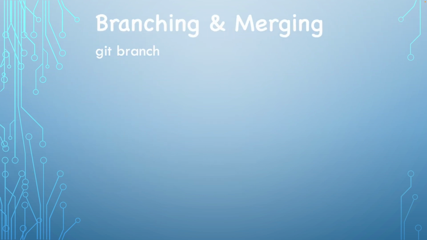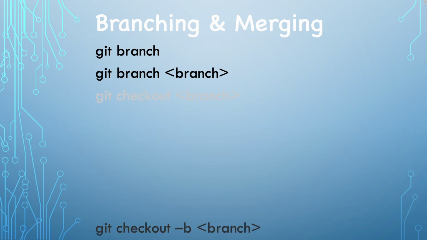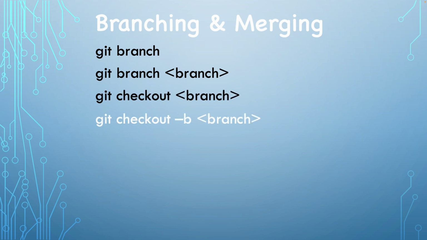To list all branches, git branch. To create a new branch, git branch name. To switch to a branch, git checkout branch. To create and switch directly to a new branch, git checkout -b branch.